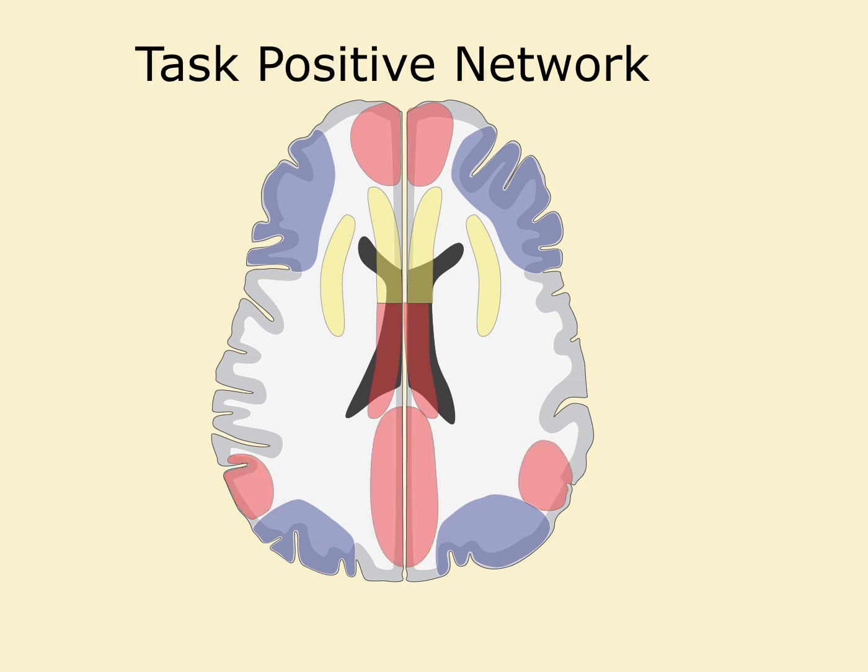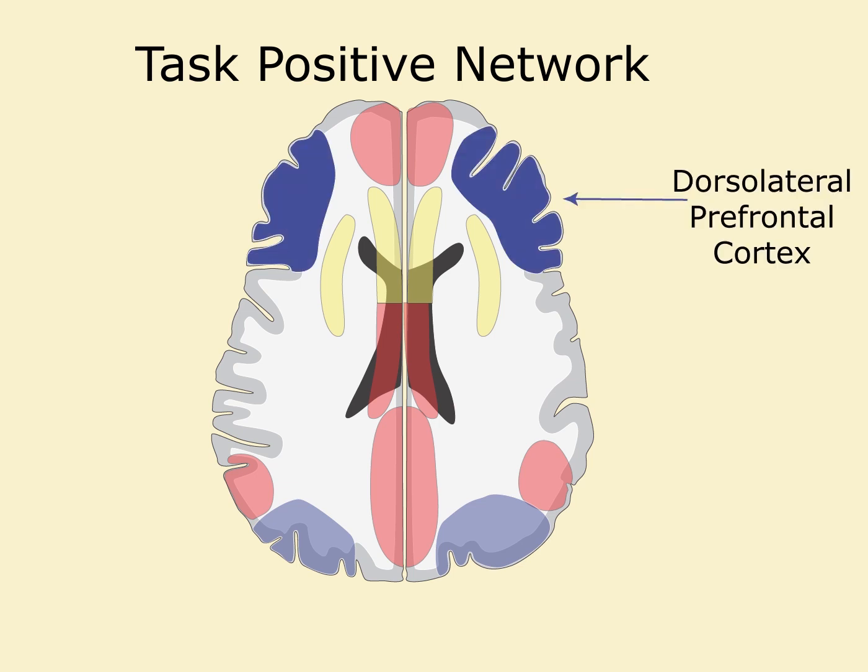The task positive network, TPN, also called the executive network, is active when a person is engaged in an activity that requires focused attention. The dorsolateral prefrontal cortex is the center of executive functioning. It is the center for foresight, planning, mental calculations, and working memory.